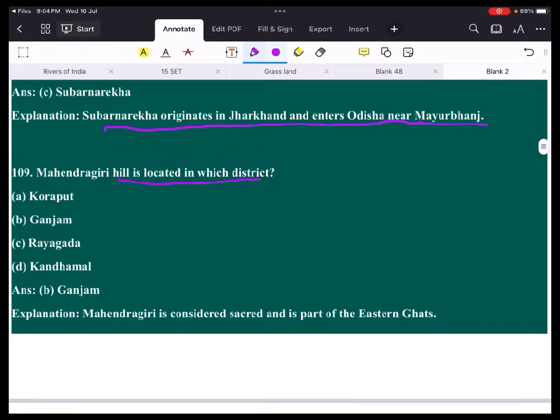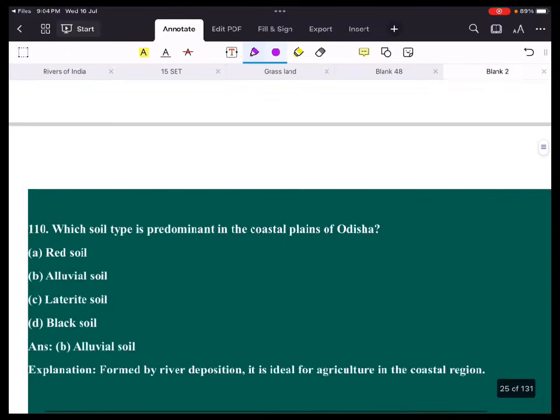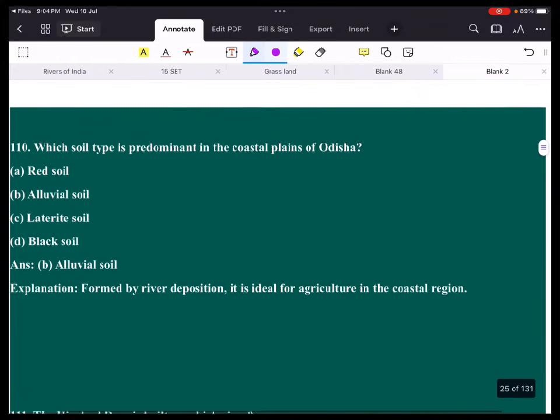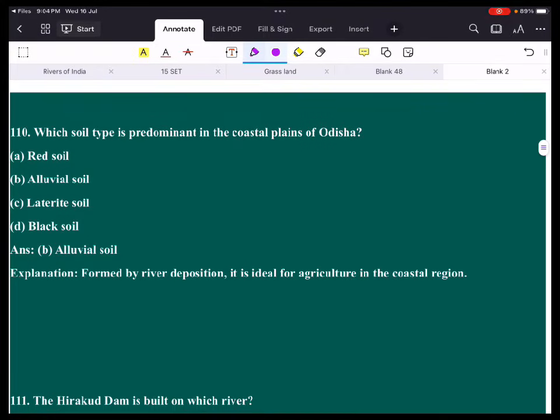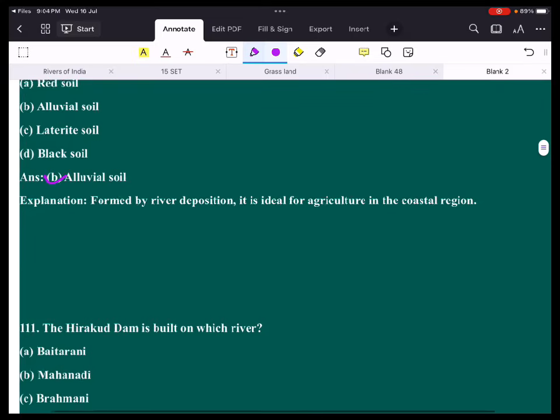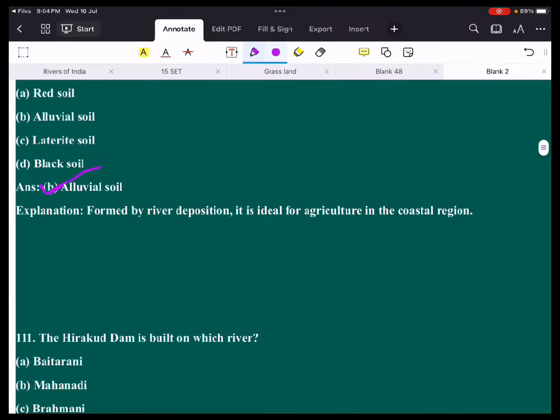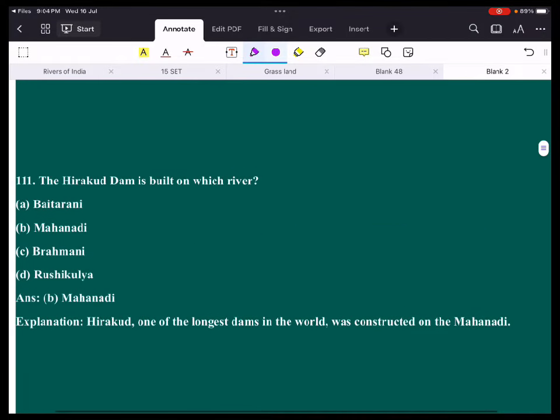Mahendragiri Hill is located in which district? It is option B, Ganjam. Mahendragiri is considered sacred and is part of the Eastern Ghats. Which type of soil is predominant in the coastal plain of Odisha? That is option B, alluvial soil. Formed by river deposition, it is ideal for agriculture in the coastal region.